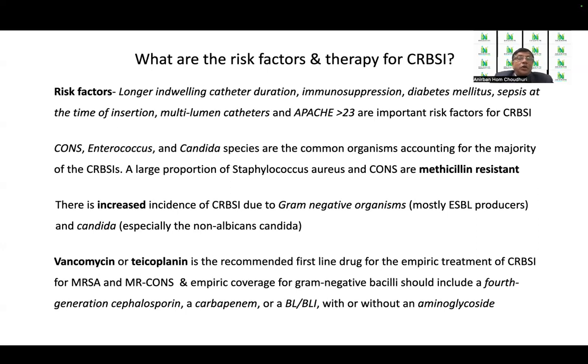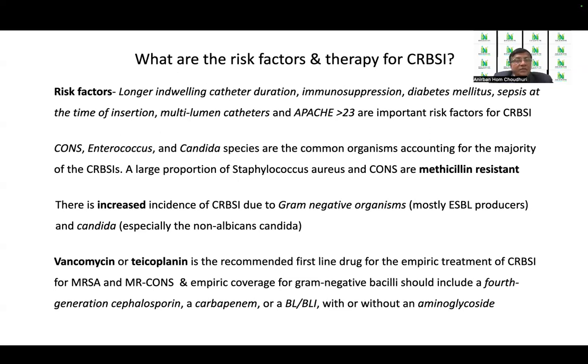The risk factors are long indwelling catheter duration, if a patient is immunosuppressed, the patient is diabetic, the patient is septic at the time of insertion of the catheter, multi-lumen catheters, APACHE more than 23. All these are important risk factors for catheter-related bloodstream infection.